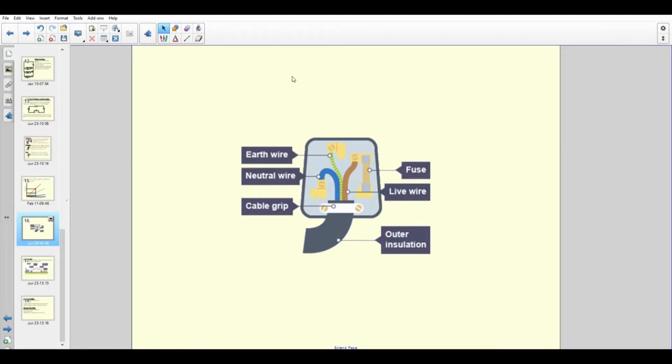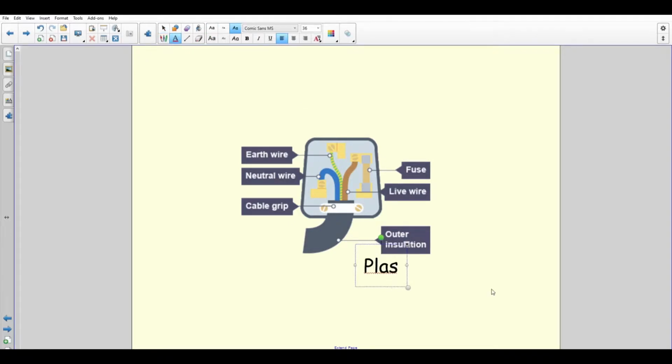So we're going to have a quick look at a plug. Okay, so a couple of quick things. I'll go through these two at the bottom first because they're the quickest and easiest. So outer insulation, what's that going to be made of? That's going to be made of plastic or rubber. Okay, and that just insulates the wire.